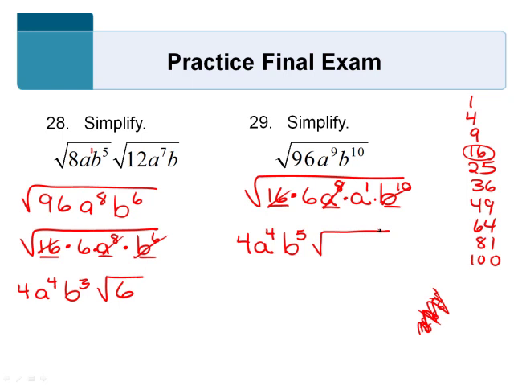What you have left underneath is the 6 and the a. And that, all that mess, is your answer. Okay?